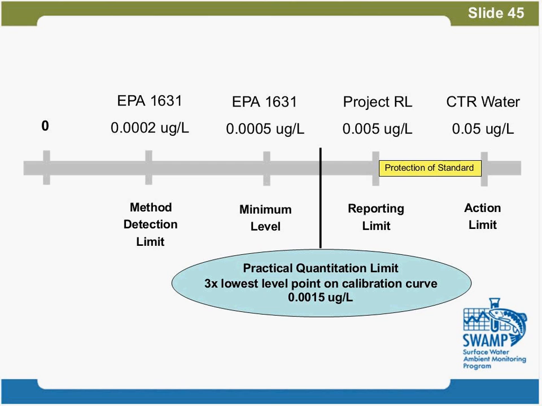And going back to the practical quantitation limit, where would that fall in? The practical quantitation limit for this particular method would be 0.0015 micrograms per liter. So it would fall in between, obviously this is not to scale, the minimum level and the reporting limit. And if you wanted to, you could actually pull your reporting limit down to that practical quantitation limit, because at that level you have both quantification and statistical rigor with your sample results.